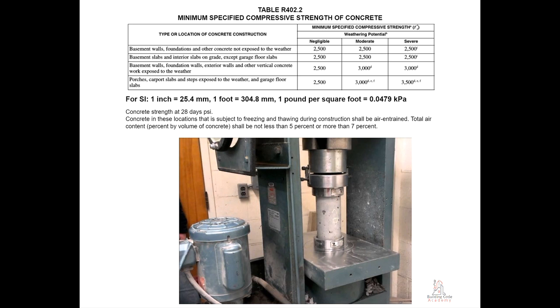Concrete in these locations that are subject to freezing and thawing during construction shall be air entrained. Total air content percent by volume of concrete shall be not less than 5% or more than 7%. For SI, 1 inch equals 25.4 millimeters. 1 foot equals 304.8 millimeters. 1 pound per square foot equals 0.0479 kPa.